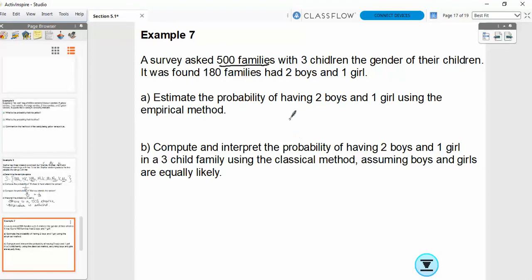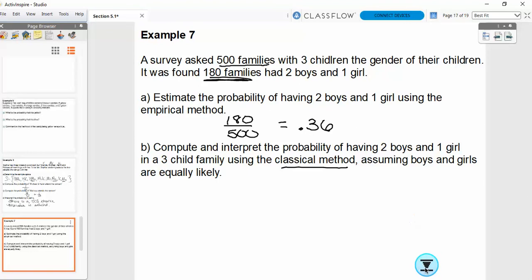So a survey asked 500 families with 3 children the gender of their children. It was found 180 families had 2 boys and 1 girl. So the empirical method is based off what actually happened. If I want the probability of having 2 boys and 1 girl using the empirical method, what would it be? Let's do 180 divided by 500. You get 0.36. So based off the families I looked at, there was a 36% chance of 2 boys and 1 girl.